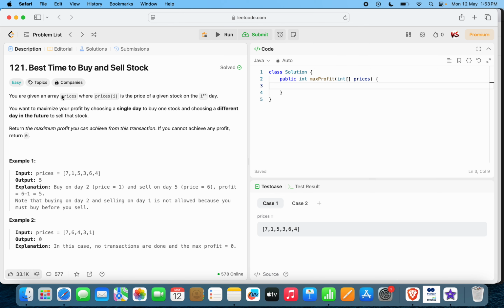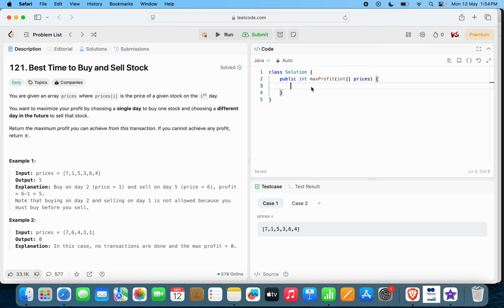Here you are given an array prices, where prices[i] is the price of the given stock on the ith day. What we need to do is buy at the lowest amount and sell at the highest amount, and we need to return the maximum profit.